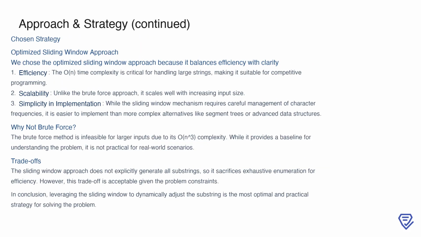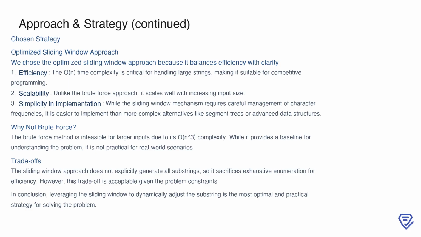Ultimately, the optimized sliding window approach is the chosen strategy due to its balance of efficiency, scalability, and simplicity in implementation. With an O(n) time complexity, it is well suited to handle large input sizes, which is essential for competitive programming and real-world scenarios. Unlike the brute force method, this approach scales effectively as the input size increases, making it both practical and performant. Additionally, while the sliding window mechanism involves dynamically managing character frequencies, it is still easier to implement compared to more advanced data structures like segment trees.